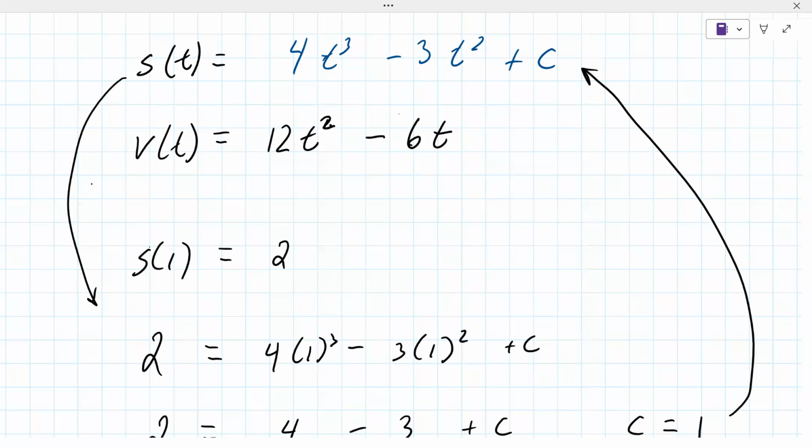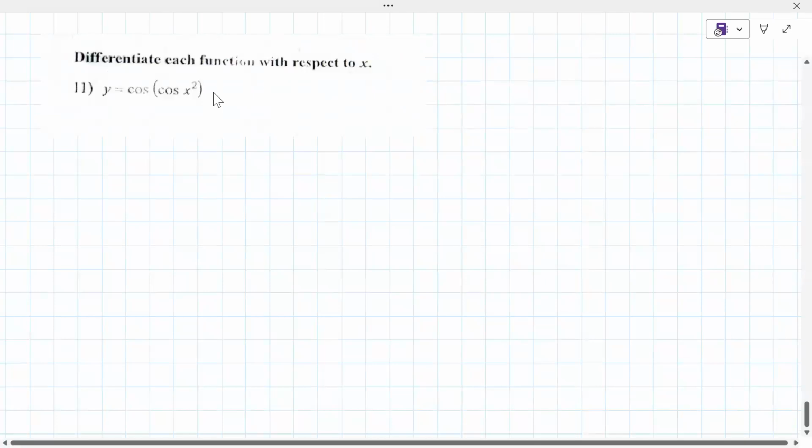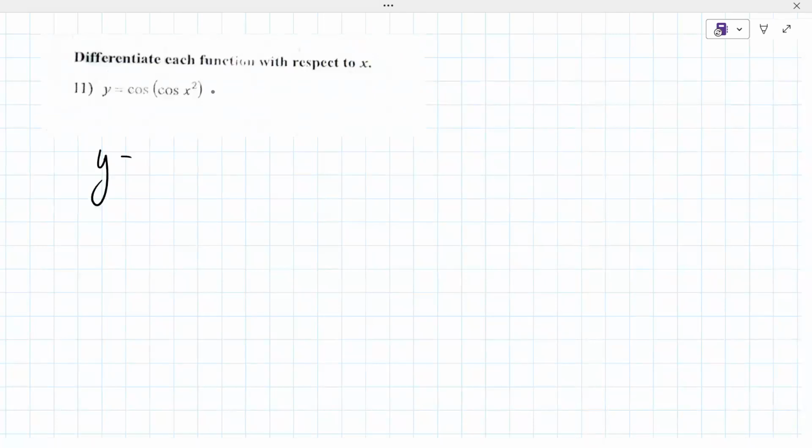All right. Let's talk about 11. 11 is a chain rule problem. So if we were looking at this for the first time, I would tell you to treat the inside function like it's a u.